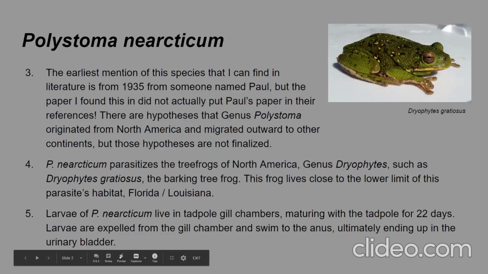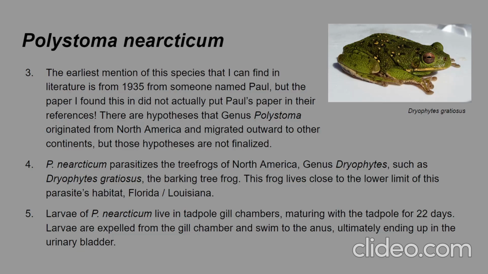The earliest information that I could find in the history of our knowledge of this species comes from 1935 from somebody named Paul, their last name of course, but the paper I found didn't actually reference whoever this Paul was in their references, so I wasn't able to find anything on that. That same paper also presented some hypotheses that the entire genus of Polystoma may have originated in North America and migrated outward to other continents like Europe and Asia and Africa, but those hypotheses haven't really been finalized or tested yet.